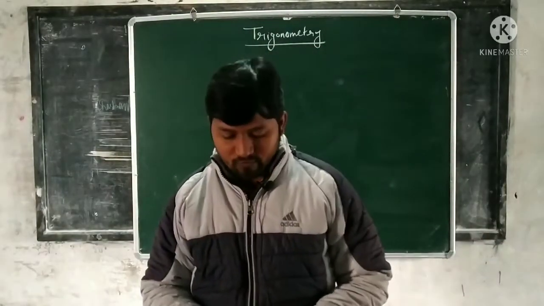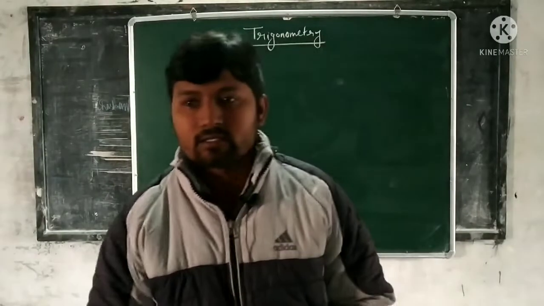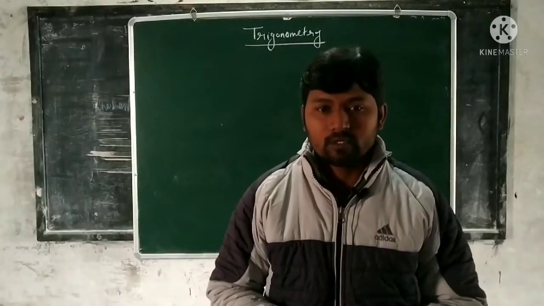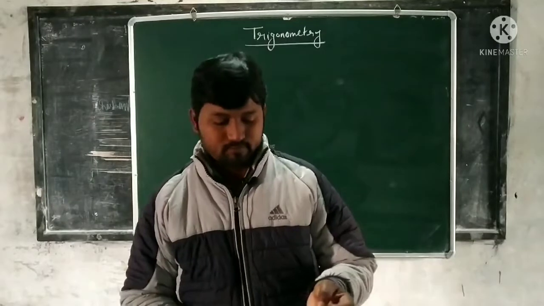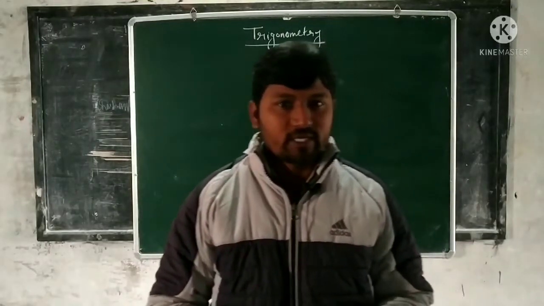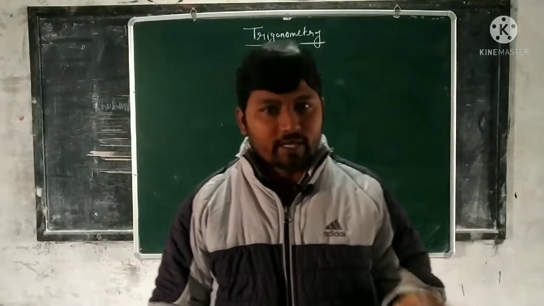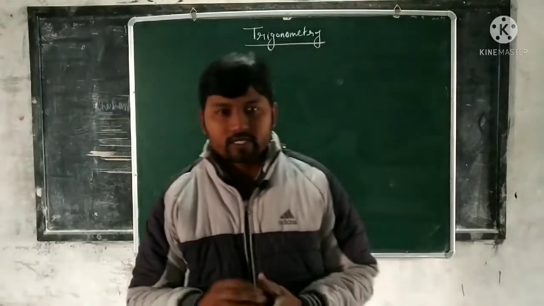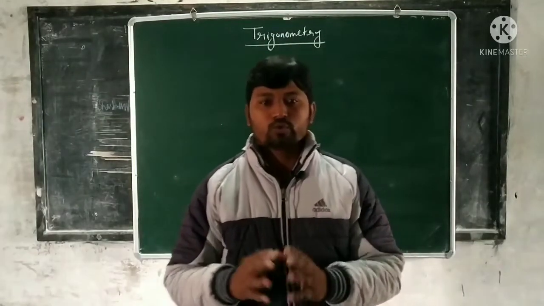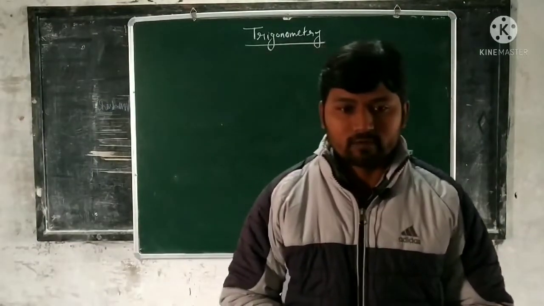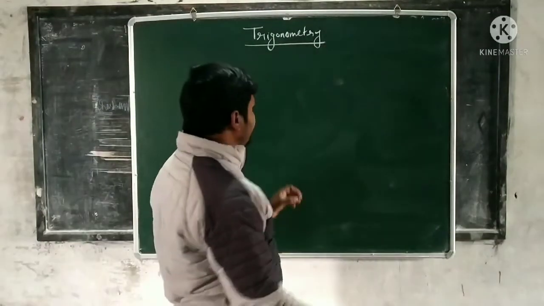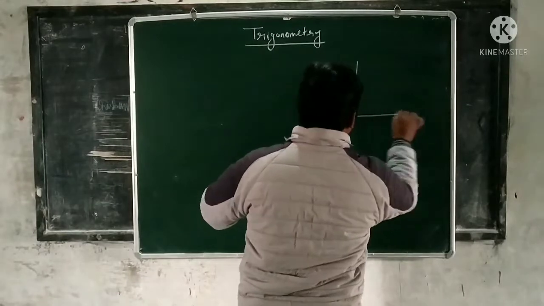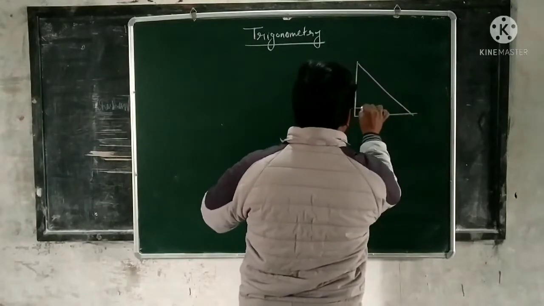On the basis of sides and angles, triangles are of 6 types, namely equilateral, isosceles, scalene, and acute angle, obtuse angle, and right angle triangle. Here in trigonometry we use only the right angle triangle. In a right angle triangle, one angle is fixed at 90.